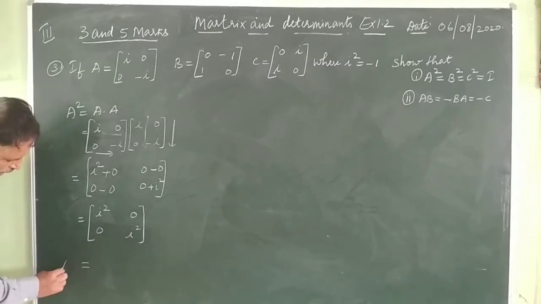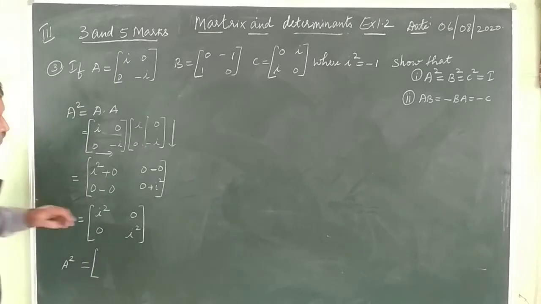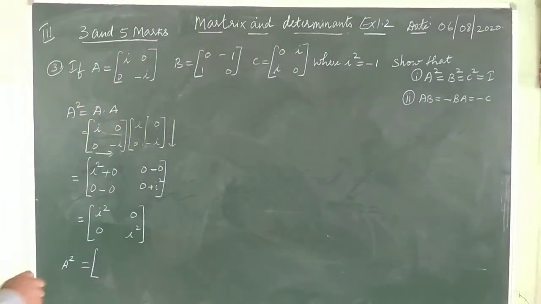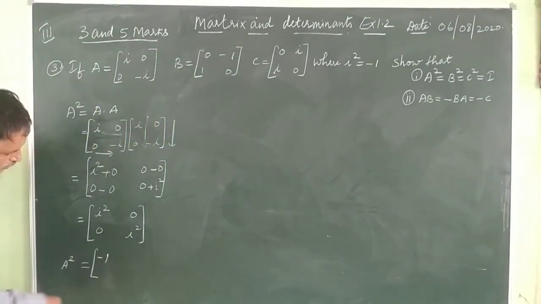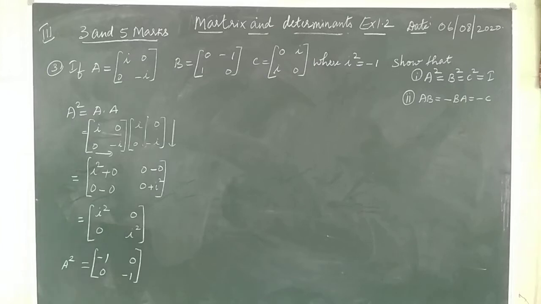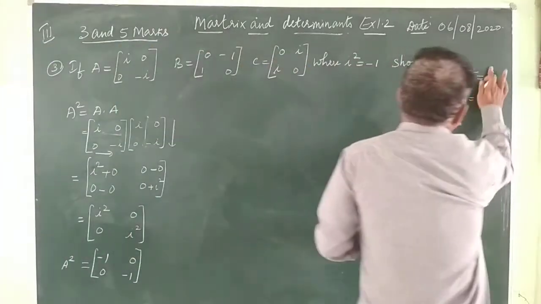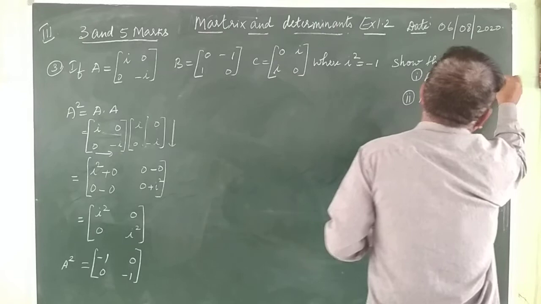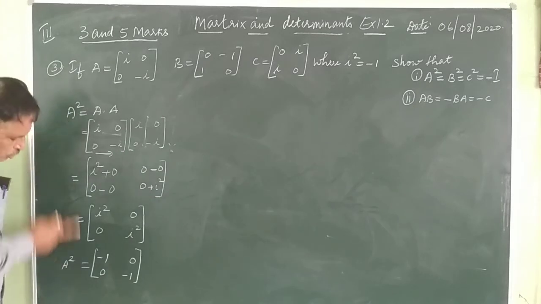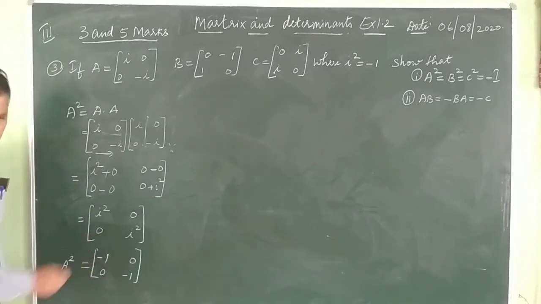Yes. So A square is equal to what? Since he has given i square is equal to minus 1, A square will become minus 1, 0, 0, minus 1. Yes? Right? Let's copy this one. Next, second part. Sorry, make a correction, this is minus I. Next, second part, what we have to find out? I have found out A square value. A square is equal to minus 1, 0, 0, minus 1.